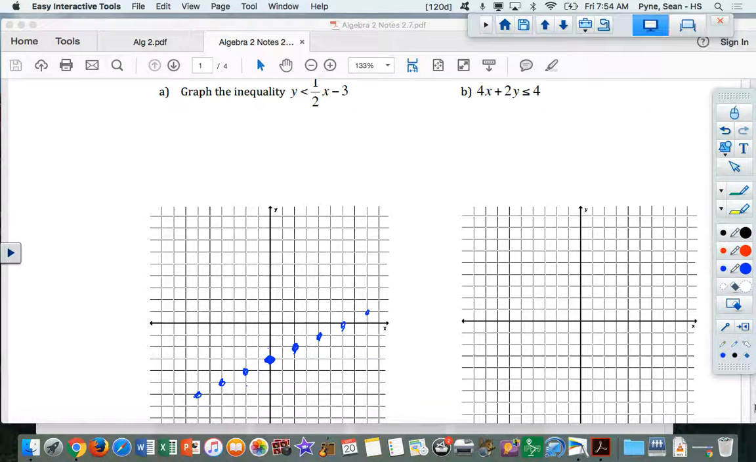The next question we have to ask ourselves is, is this solid or dotted? So we take a look at our inequality sign. And what does that tell me? Alex? It's dotted. So I'm just going to dot the line.